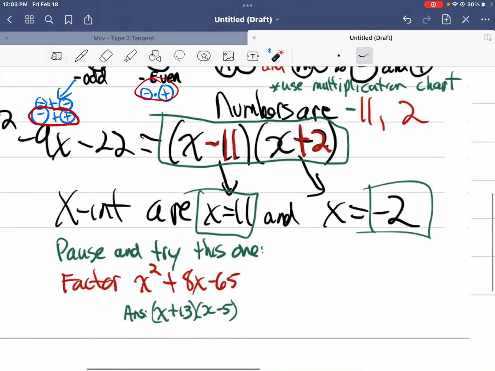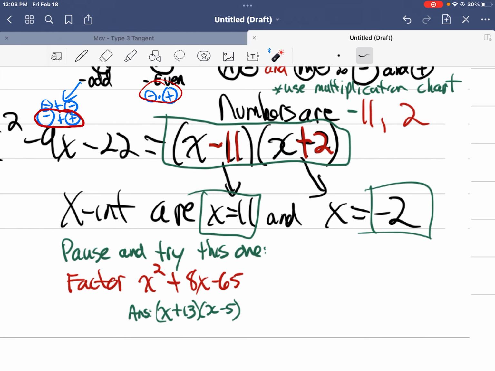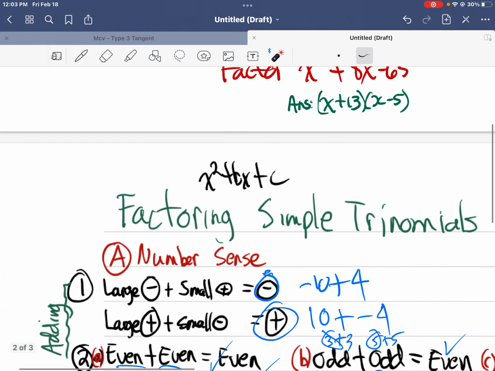Okay, folks, so that's how you factor simple trinomials, they call them. A simple trinomial means that there's a 1 in front of x squared. So pause, go through it, and review it as you need. Take notes as you need.